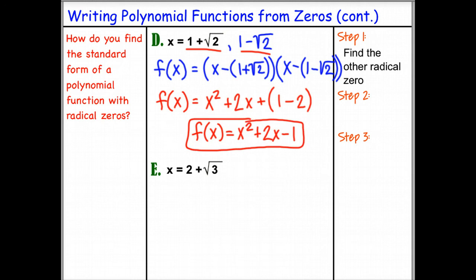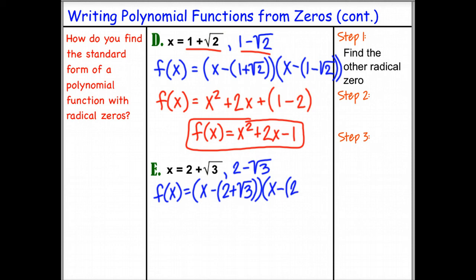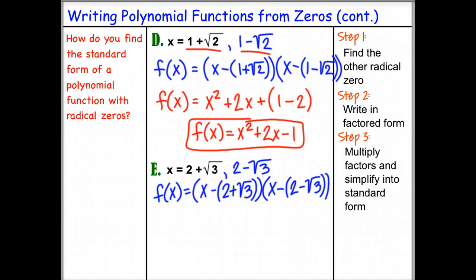Trying one more example. If we have 2 plus the square root of 3, my other radical 0 would be 2 minus the square root of 3. And then we can go ahead and write this as our f of x in factored form. We have x minus 2 plus the square root of 3 times x minus 2 minus the square root of 3. And as I mentioned, I'm going to put in here the factored form and the standard form.